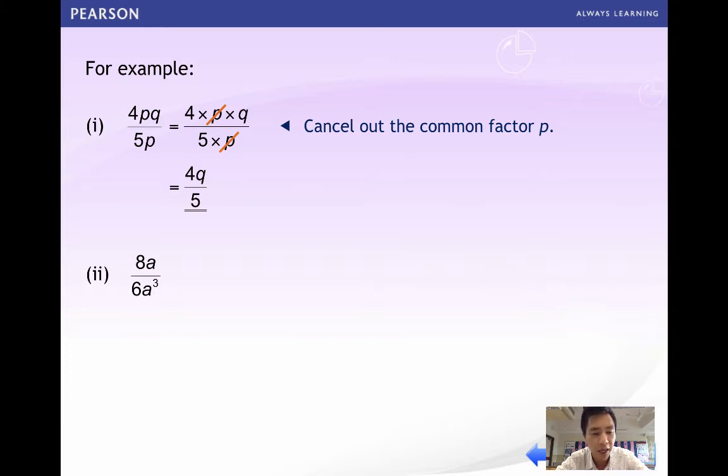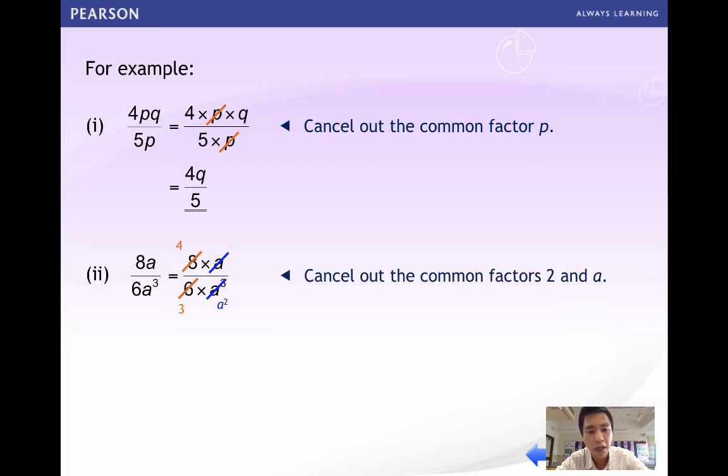How about this? 8a over 6a cubed. We find the factors and we try to cancel out the common factors. For 8 and 6, cancel out the common factor, you have 4 and 3. For a and a cubed, when we cancel out the common factor, we get 1 and a squared. So the numerator would be 4 times 1, that is 4. And the denominator is 3 times a squared, so it will be 3a squared. Altogether, 4 over 3a squared.